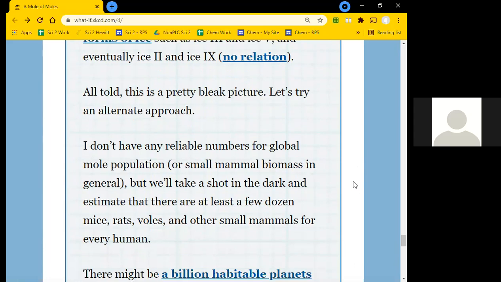It's a funny story, but it's too much of a rabbit trail. All told, this is a pretty bleak picture. So let's try an alternate approach.